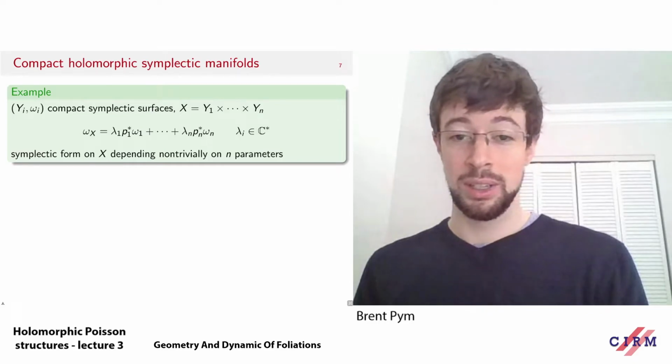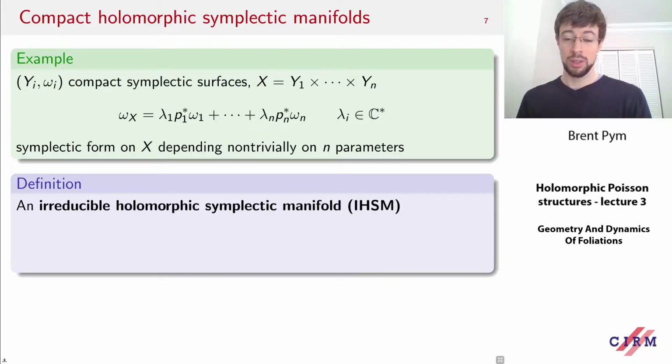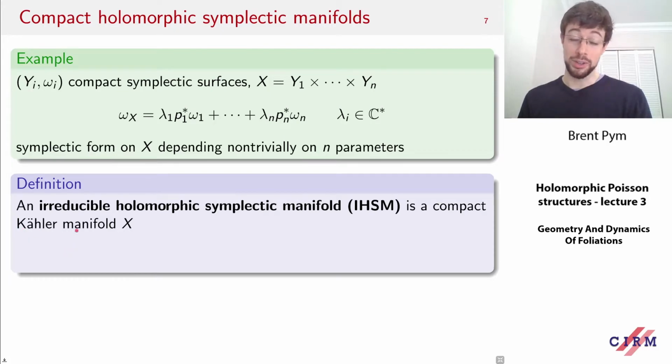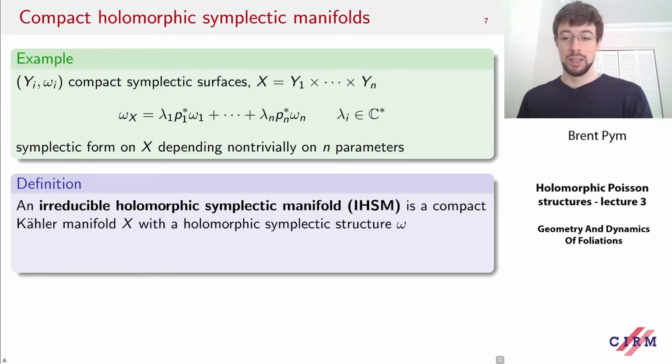And so you may ask, what about examples that cannot be written as a product of two other symplectic manifolds? So for this one introduces the notion of an irreducible symplectic manifold. So an irreducible holomorphic symplectic manifold, abbreviated IHSM. This is a compact Kähler manifold X. This Kähler hypothesis is stronger than just saying that it's a compact complex manifold, but it's important in the theory. So this is a compact Kähler manifold which carries a holomorphic symplectic structure, omega.